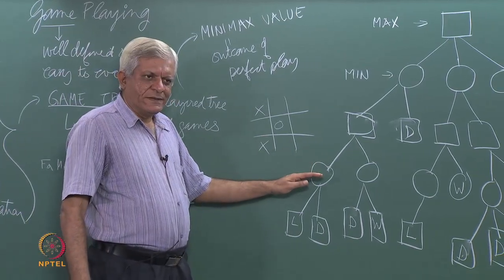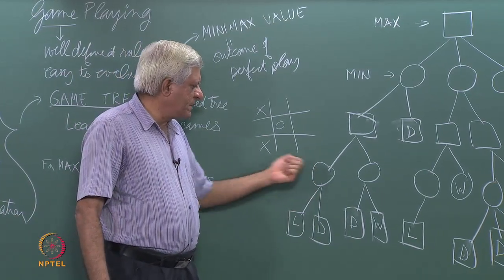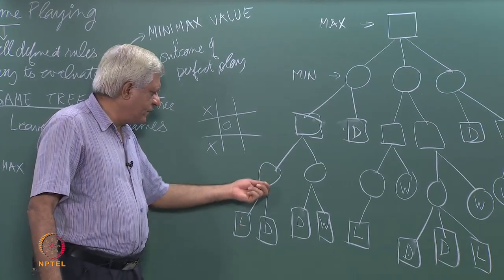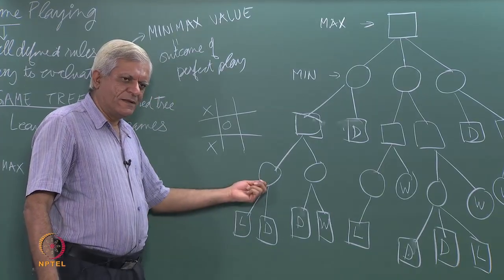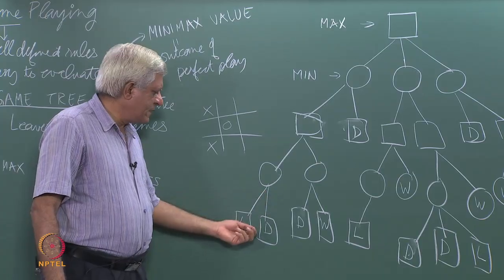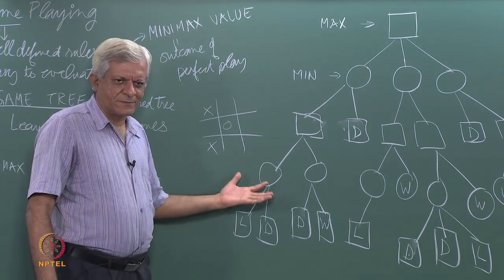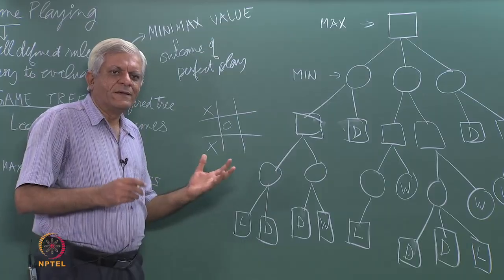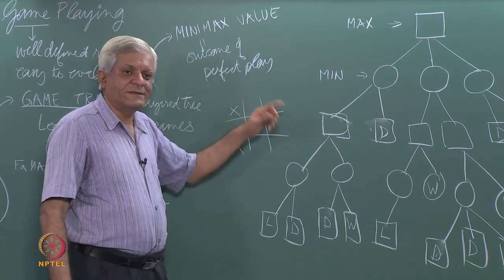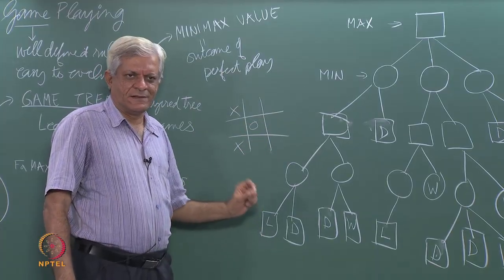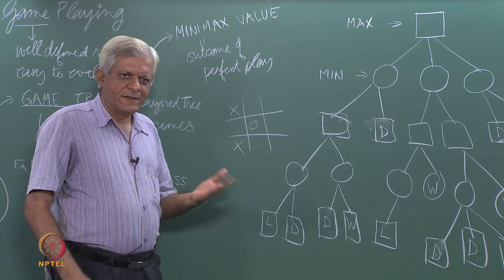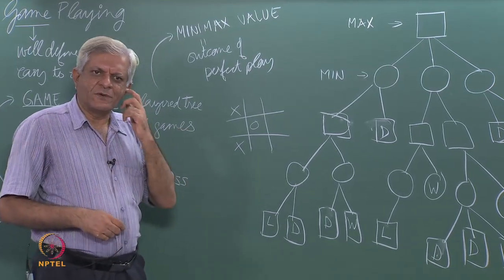So, for min, if one of the choices is L, then back up L. If none of the choices is L, then if you have a D, you back up D, otherwise you back up W, you are forced to back up W in some sense, because the desired outcome for min is a leaf labeled L, because min wants to win the game, which means Max should lose the game. So, min is trying to drive the game towards L.